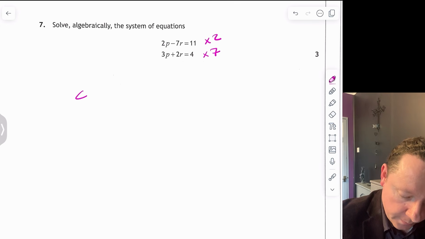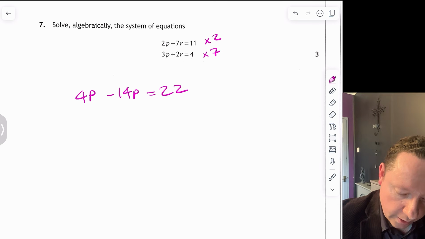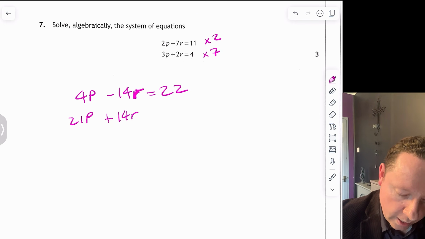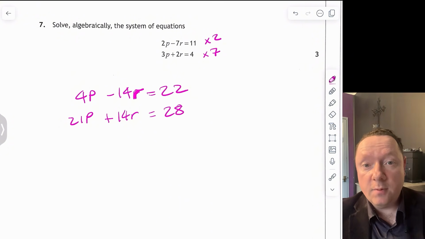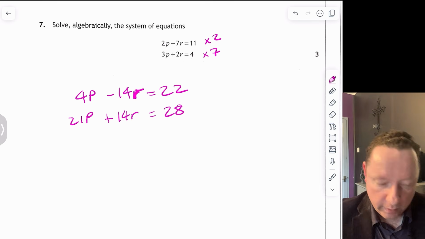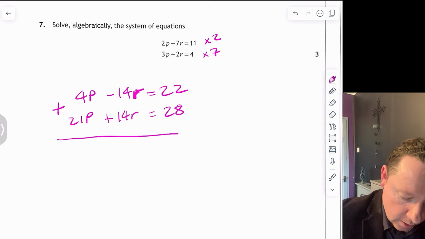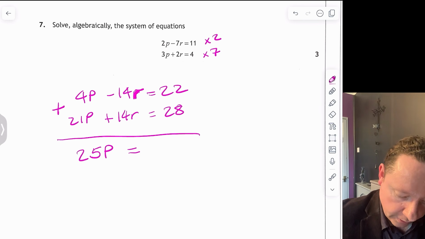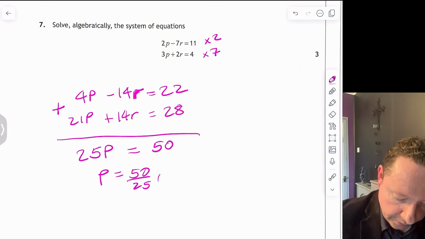2 2s is 4p, 2 7s is 14r, and 2 11s is 22. And then the bottom one, 7 3s is 21p, 7 2s is 14, that's an r by the way, 14r, and 7 4s is 28. So now, if the signs are the same on the one you're getting rid of, you add. If they're different, you take away. So I need to add these together. 21 plus 4 is 25p, and that equals 28 and 22, which is 50. And therefore, p is 50 divided by 25, so p equals 2.